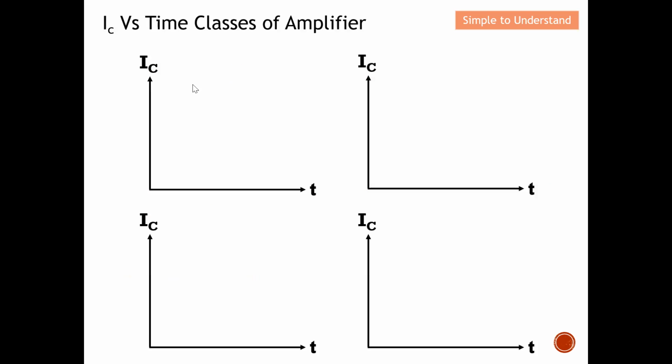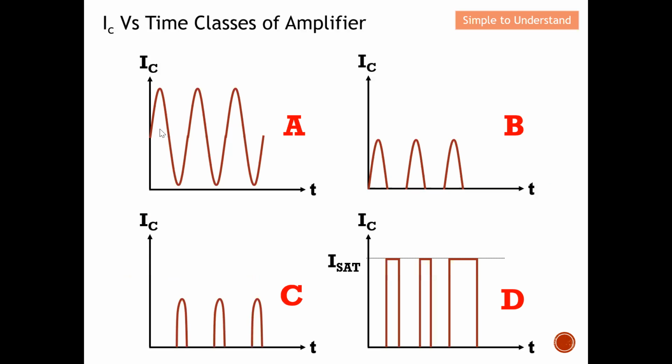Next, in this diagram here, I'm going to show you the IC, the current at the collector, versus the time for the different classes of amplifier. Let's take a look over here. For class A, you can see that they conduct all the cycles. As for class B, they typically conduct about 50% or slightly less than 50%. As for class C, it conducts even less than 50%. So for class C, most of the time it is actually not conducting.